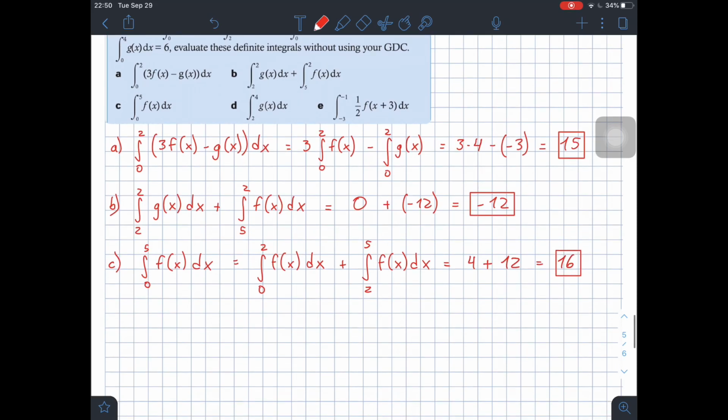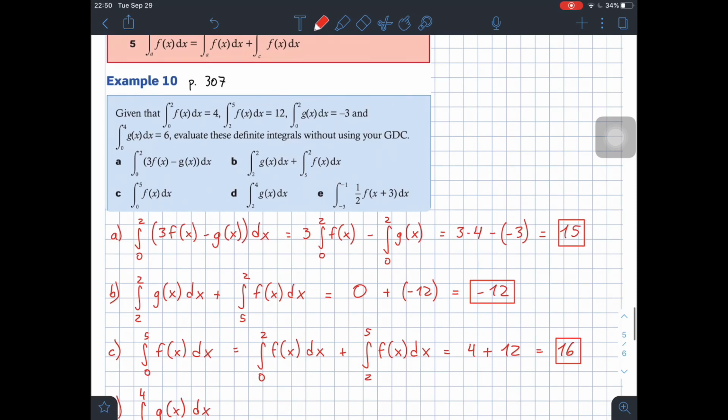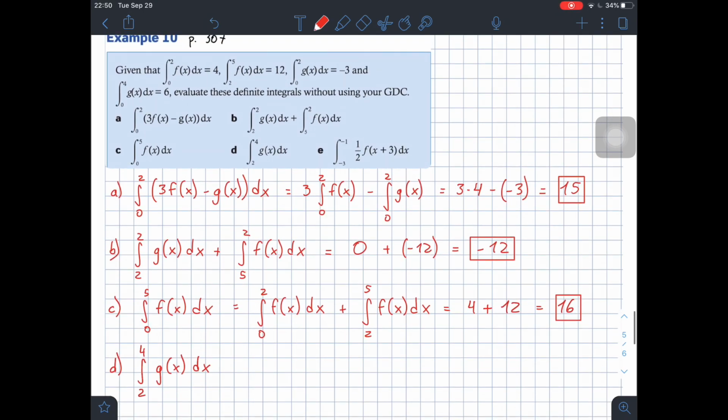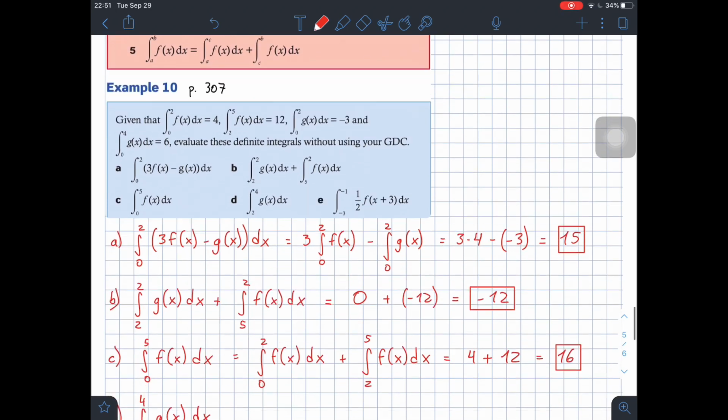Finally, no, not finally, we have 2 remaining. For part D, we want to find the integral from 2 to 4 of g of x dx. Let's see, we have from 2 to 4, we have from 0 to 2, and from 0 to 4. So we don't have from 2 to 4. How can we find from 2 to 4? Maybe to find it from 2 to 4, we can do the opposite, right? Maybe, let me see. We can subtract.